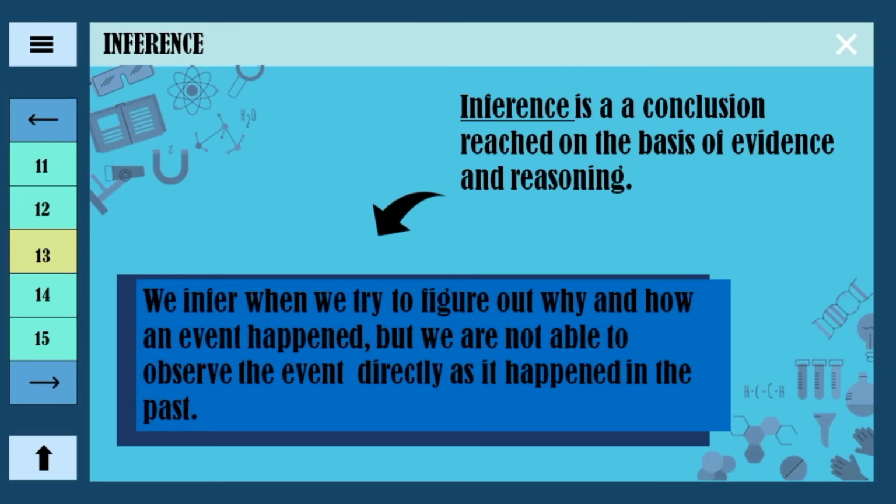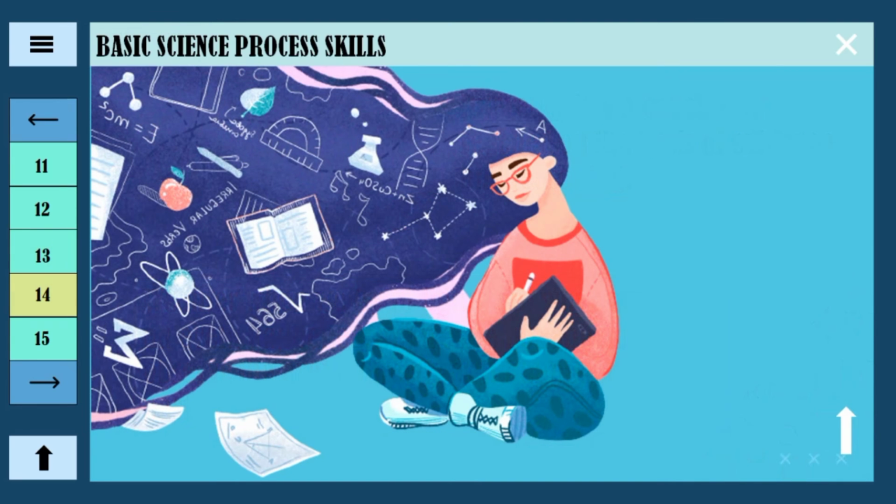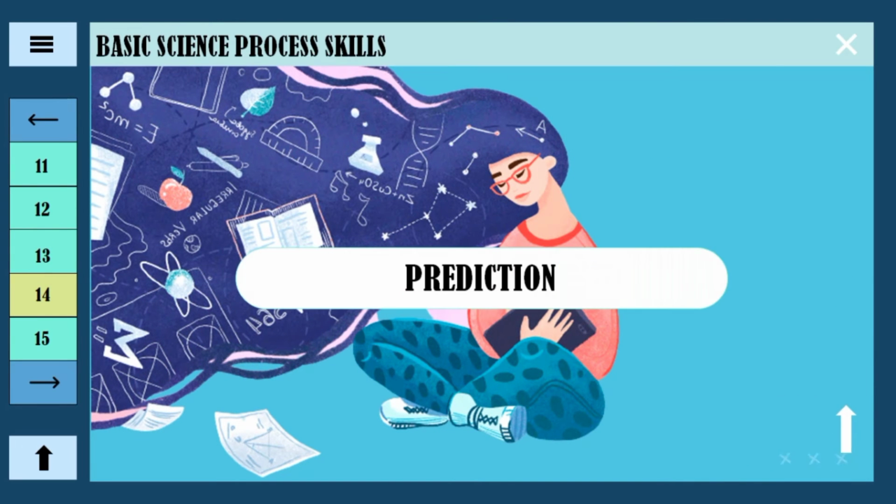Understood? Take note, class, that when we make inference, we are trying to offer explanations or interpretations of what pieces of evidence we see, but we did not really observe the event as it was happening. Did you get me? And now, let's proceed to the last science process skill, which is prediction.